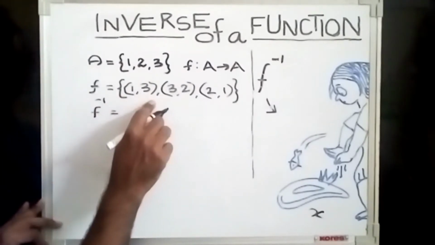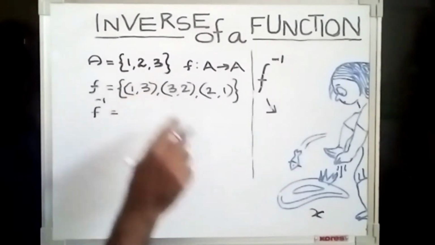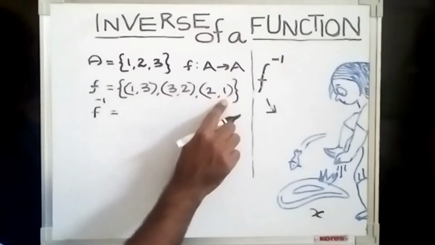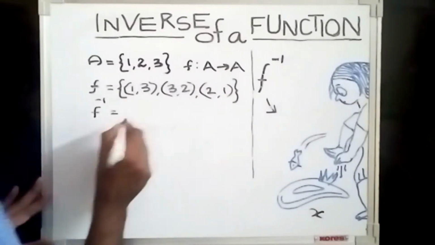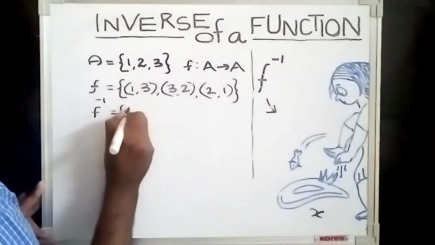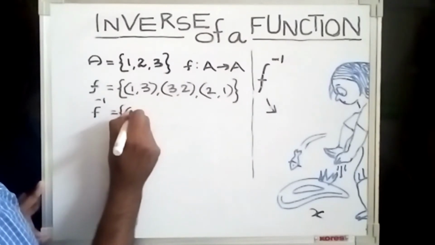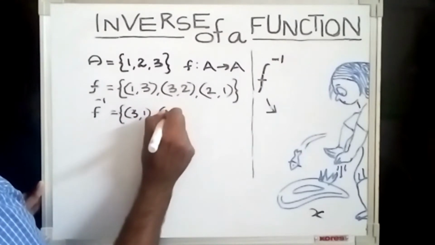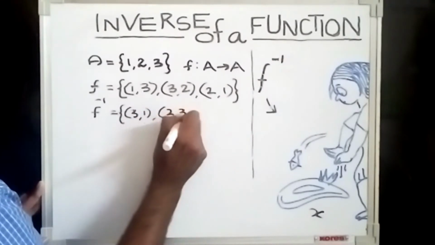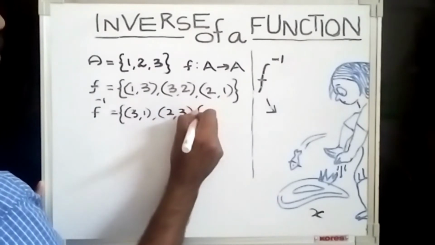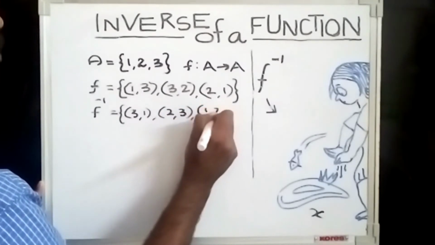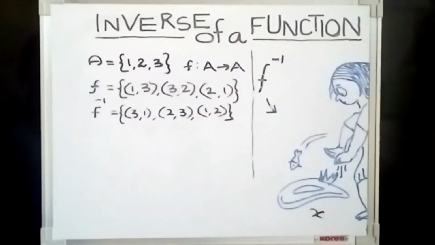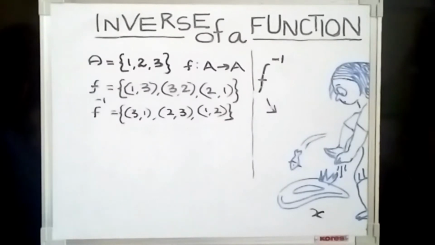Then what is f inverse? 1 is related to 3. Therefore, in f inverse, 3 should be related to 1. And if 3 is related to 2, 2 should be related to 3. And if 2 is related to 1, then 1 should be related to 2. Therefore, f inverse is the reverse function given by f inverse equal to the set {(3, 1), (2, 3), (1, 2)}.